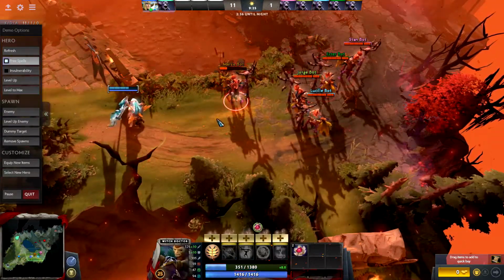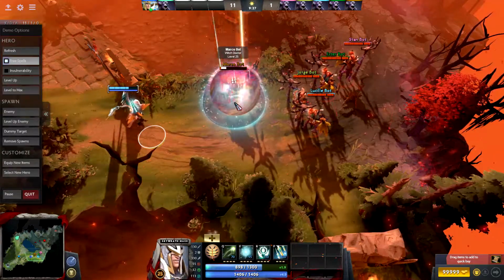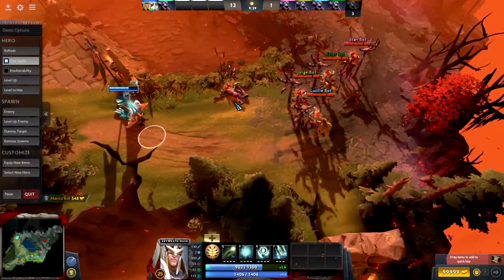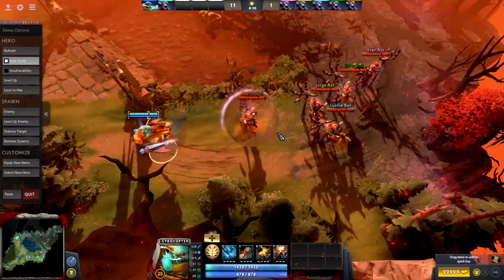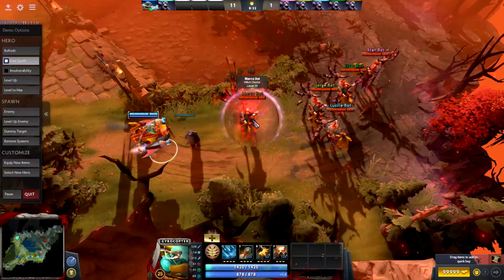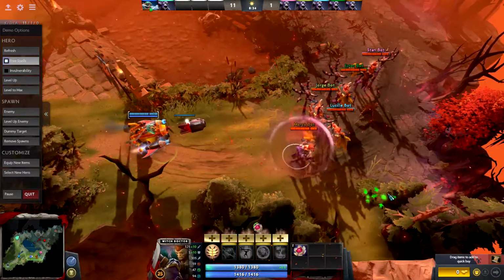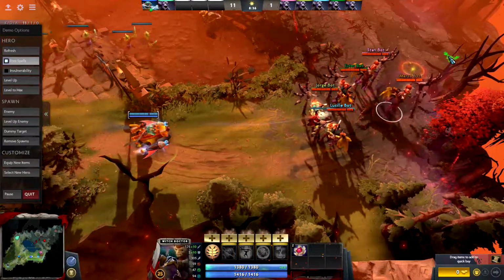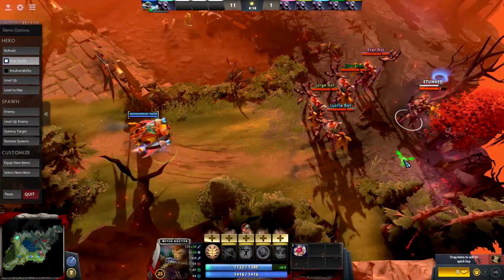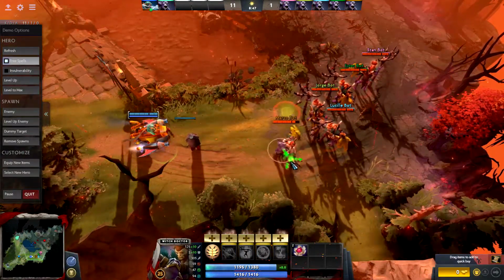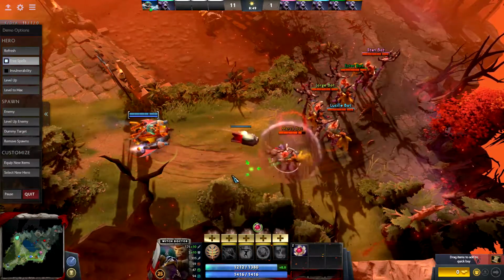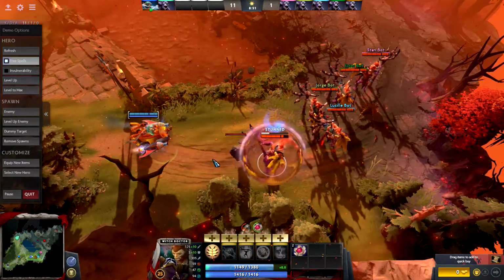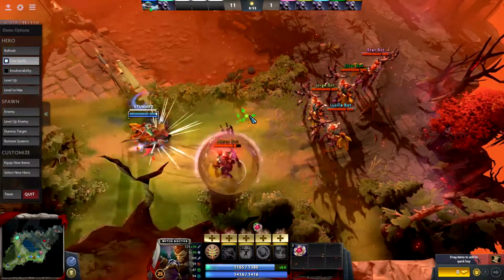There is a correct way and an incorrect way to do this. As you can see, Lotus Orb does not take effect when the spell is cast on you, only when you are affected by the spell. Casting Lotus Orb when you see Gyrocopter attempting to use his rocket is not right. You need to wait until the rocket is about to hit you, and that is when Lotus Orb will take effect.